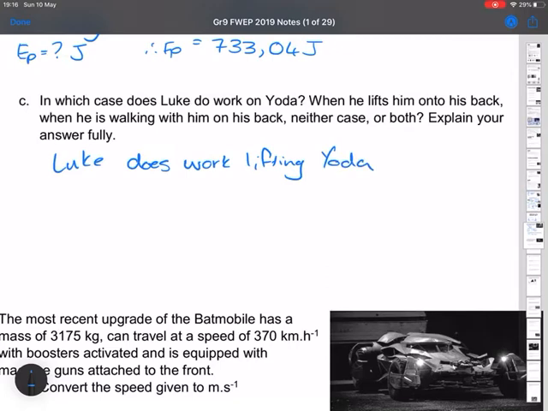Luke does work lifting Yoda, and the reason for that is because the force and the movement are in the same direction, and for that it was up. When Luke carries Yoda, they're walking horizontally, but Luke only exerted an upward force on Yoda to get him up onto his back. When they're moving horizontally, no work is done.